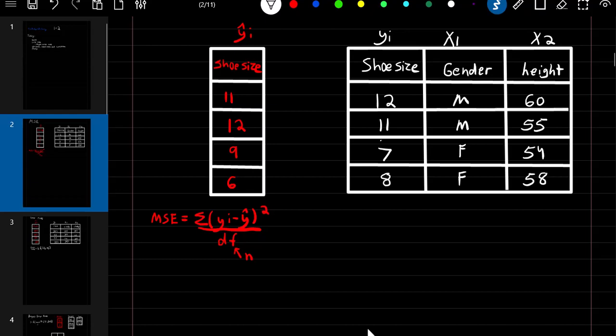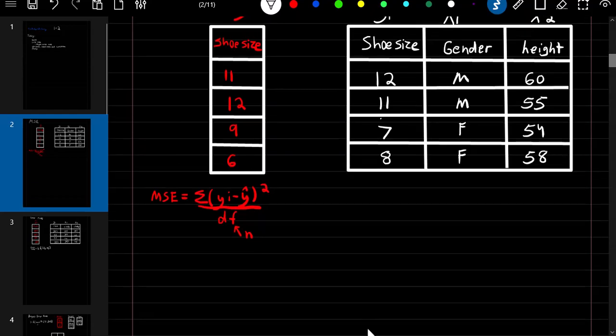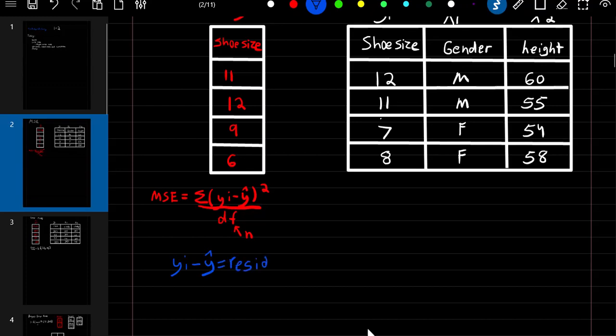The formula for mean squared error is going to be the summation of the observed value minus the predicted value squared divided by the degrees of freedom, which in this case we're just going to use n. But this number will change once we start introducing different models. This observed value minus predicted value is also known as a residual. So this can be read as the sum of squared residuals divided by the degrees of freedom.